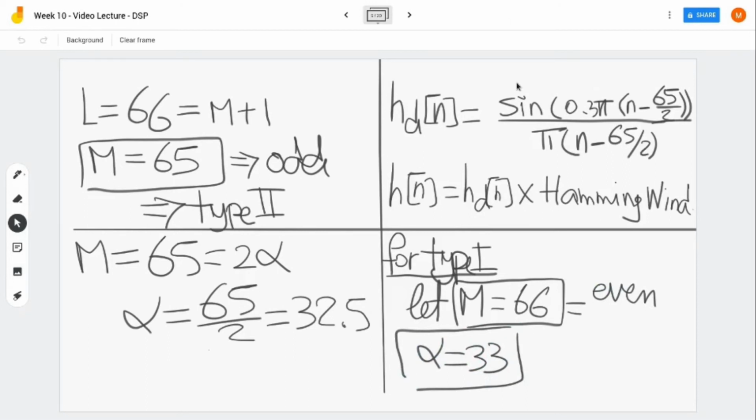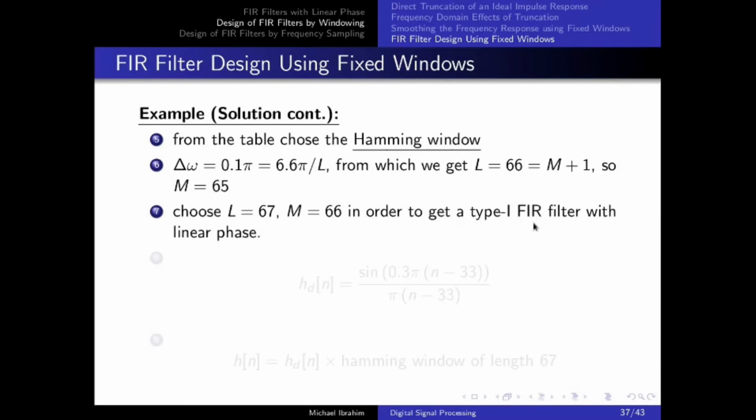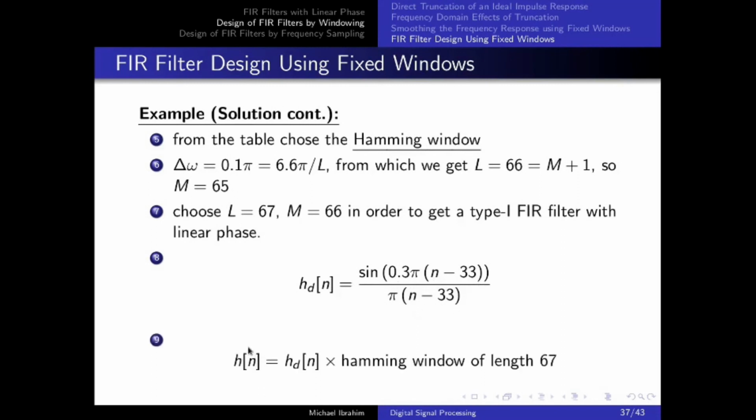And in this case the impulse response will be sine 0.3 pi times n minus 33 over pi times n minus 33, and again we will be using a Hamming window. So let's move back over here. If we have L equal to 66, so M is 65, this will give us type 2. If you want to make it type 1, we will make M equal to 66. In this case it's a type 1 filter, and alpha is 33. So the impulse response will be sine 0.3 pi times n minus 33, which is alpha, over pi times n minus alpha. And the actual frequency response will be the desired impulse response times the Hamming window.